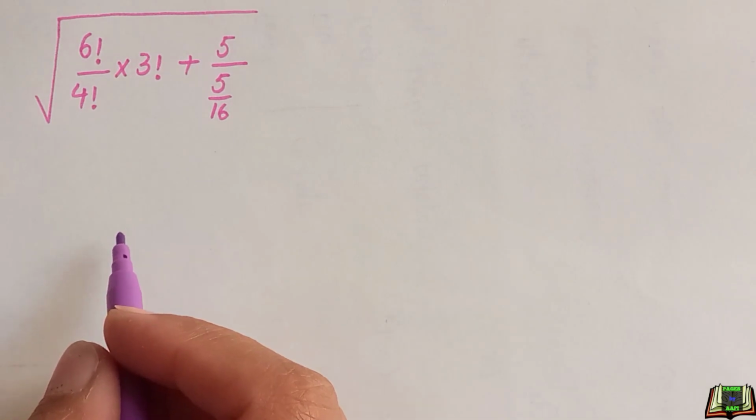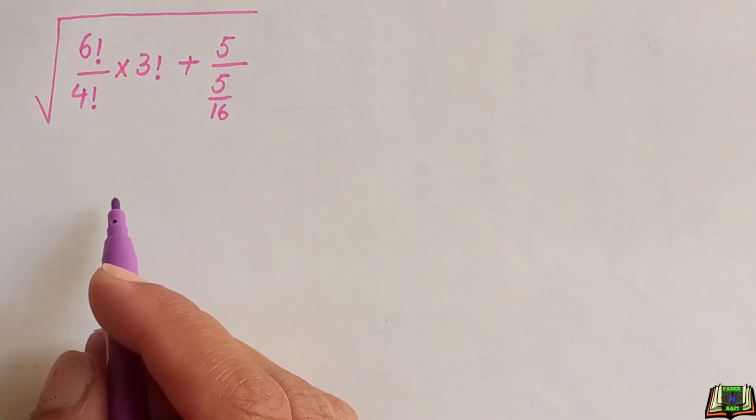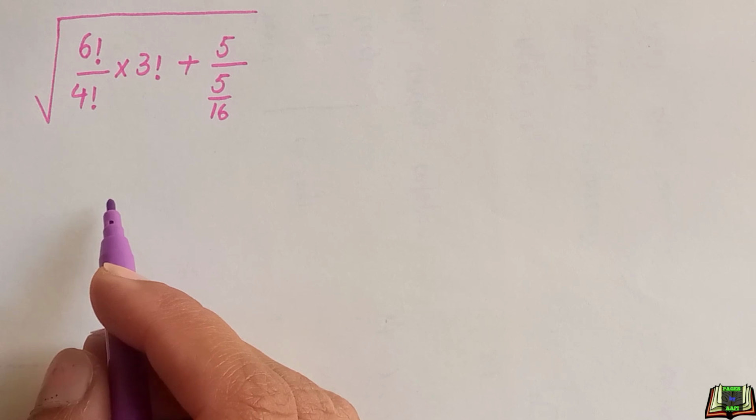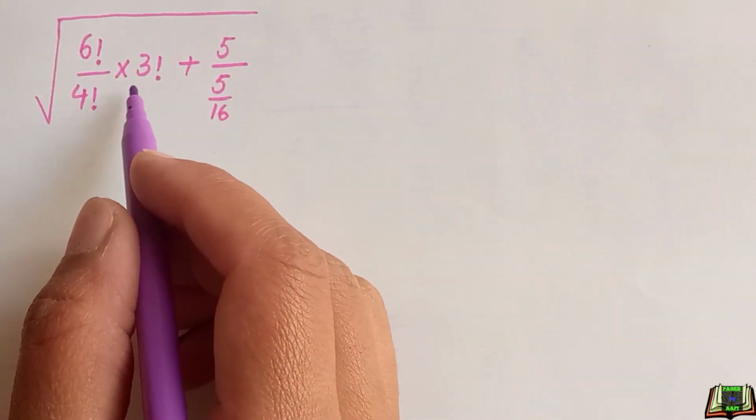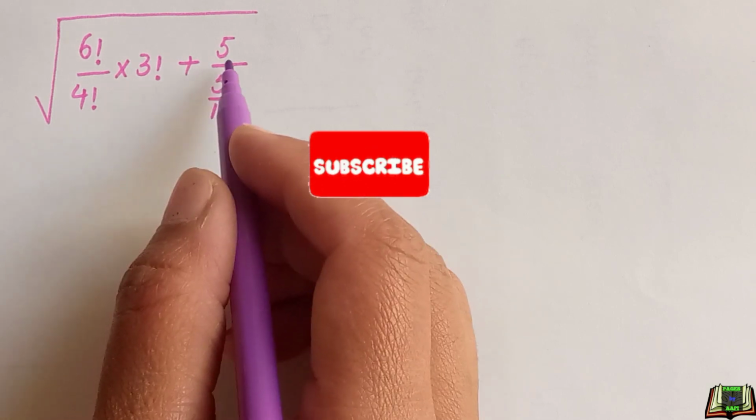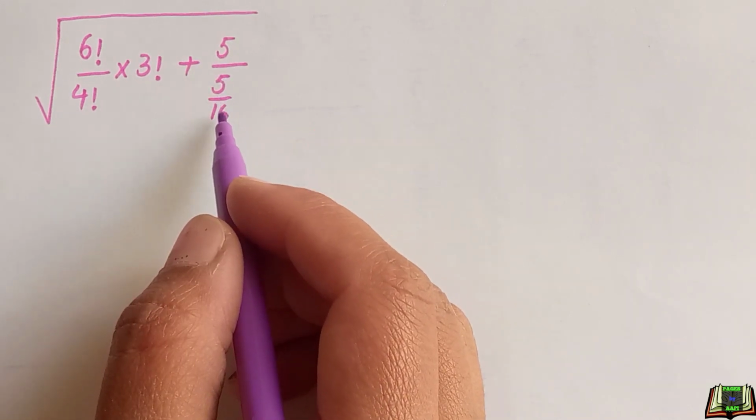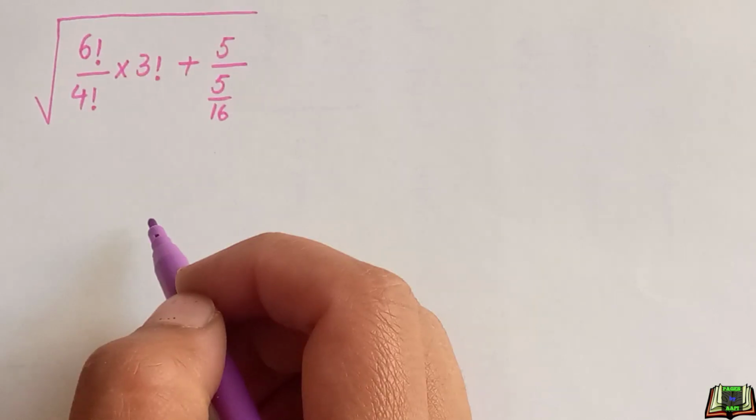Hello and welcome back. How to deal with this type of tricky radical question involving factorial? We have to find the value of root of 6 factorial divided by 4 factorial times 3 factorial plus 5 divided by 5 by 16. Let's get started and find out.